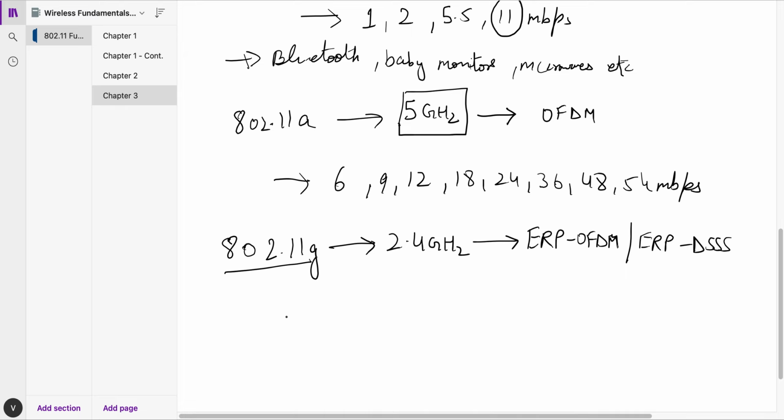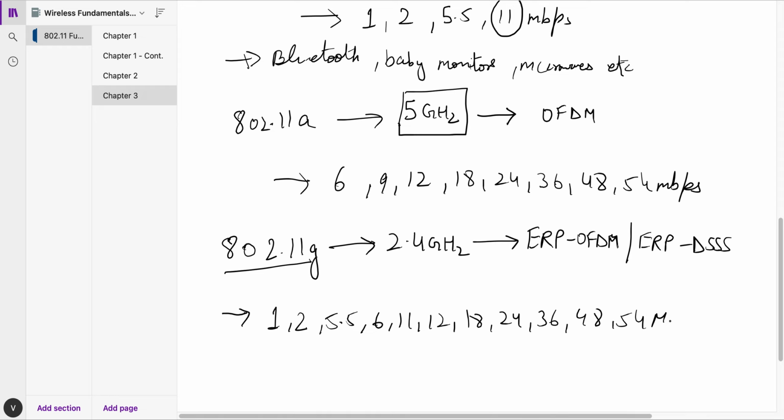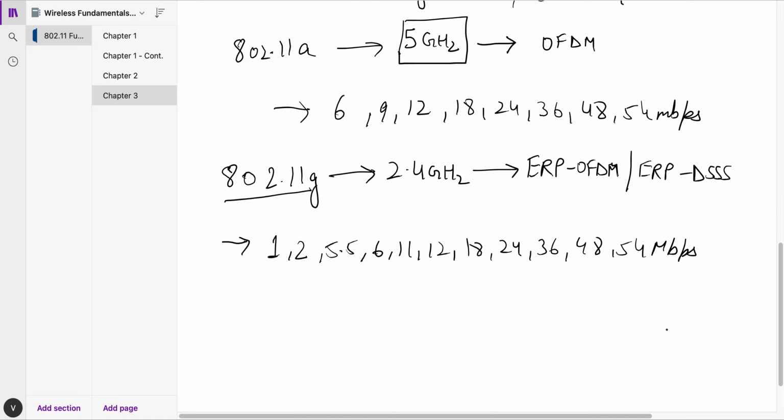Okay. Now with this better modulation in 2.4, we were able to support data rates of dot 11B and dot 11A combined. Hence, we support 1, 2, 5.5, 6, 11, 12, 18, 24, 36, 48, and 54 Mbps. Now, this is how on 2.4 also we are able to go as far as 54 Mbps, right? This is some basic information about these standards.